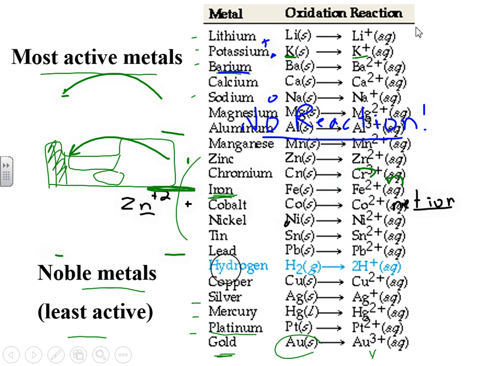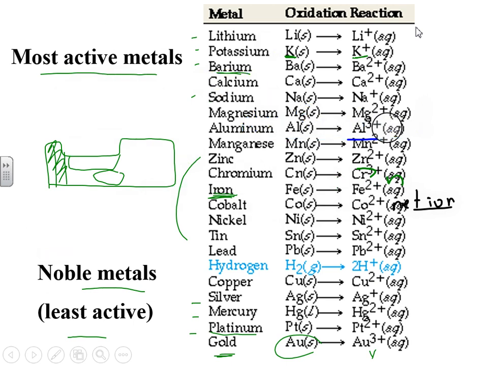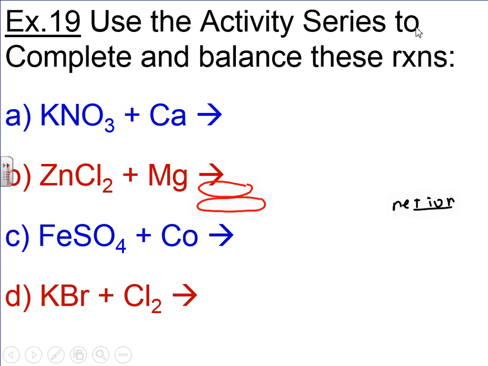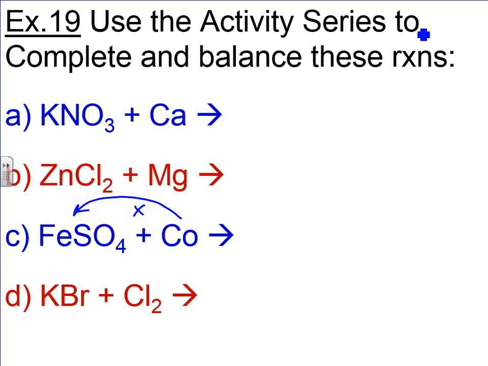Looks like iron and cobalt are right next to each other. Iron is a little more active than cobalt. So, cobalt being less active will not be able to replace iron. So cobalt cannot replace iron. In this case, we also have no reaction. Alright, and then our final equation is KBr plus chlorine gas.